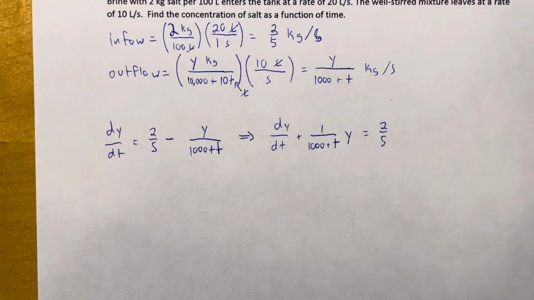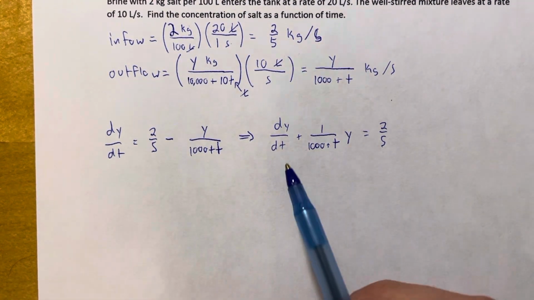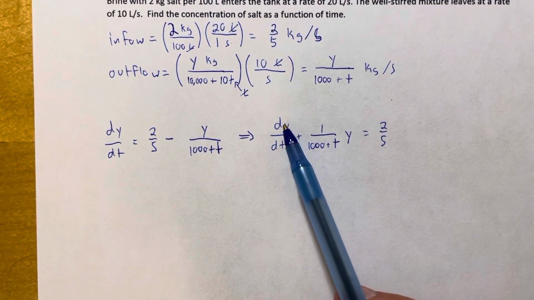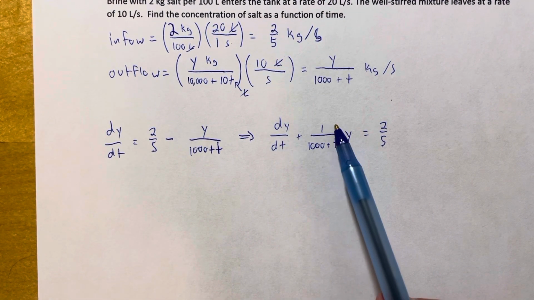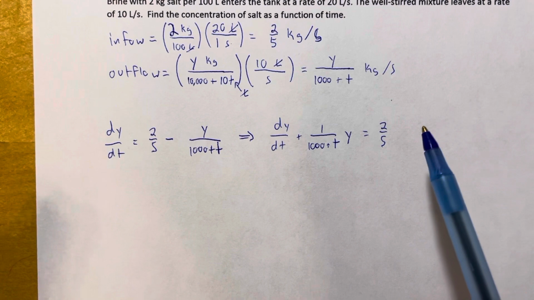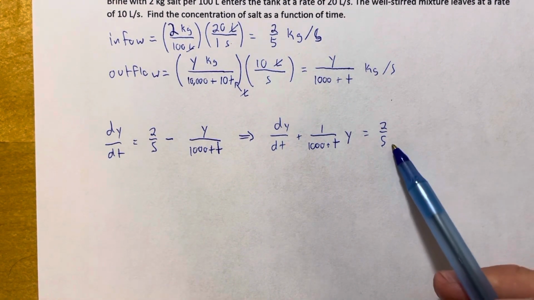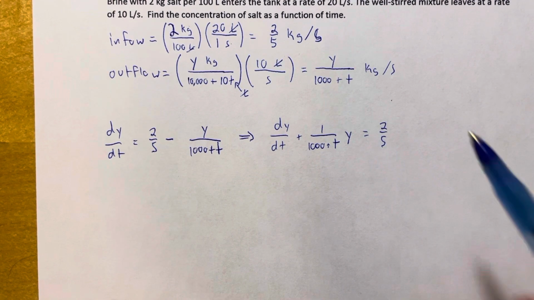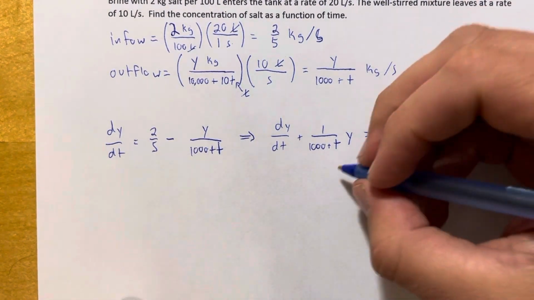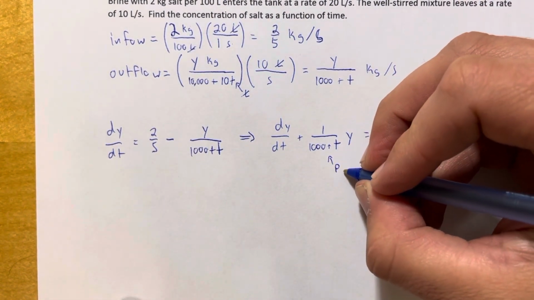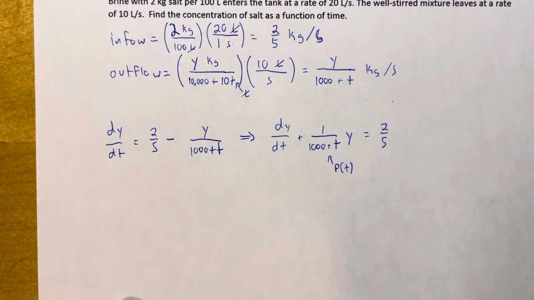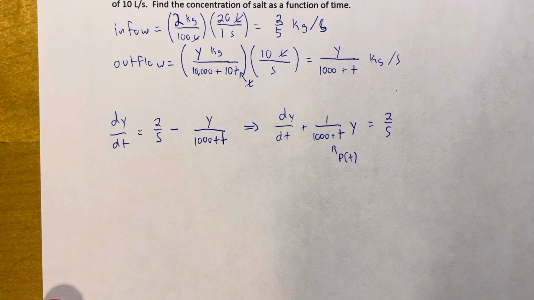Okay, this is a linear differential equation and it's in the form that I want it to be in: dy/dt plus some function of t. It's not a function of x anymore, we're using t. Y equals some other function of t. Now it's a constant, but you can think of constants as constant functions. So that thing right there is like p of t. That's the thing that's going to be used when I find my integrating factor.